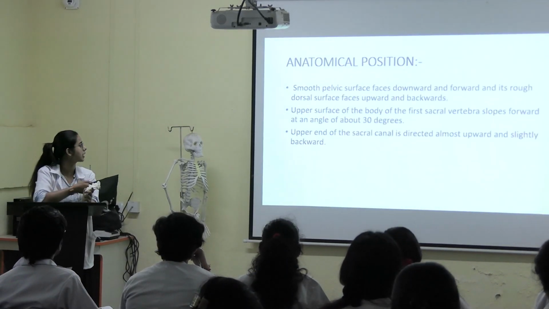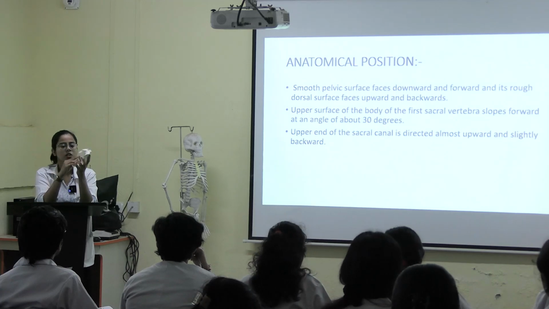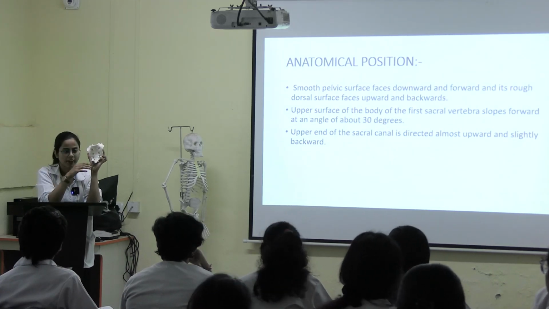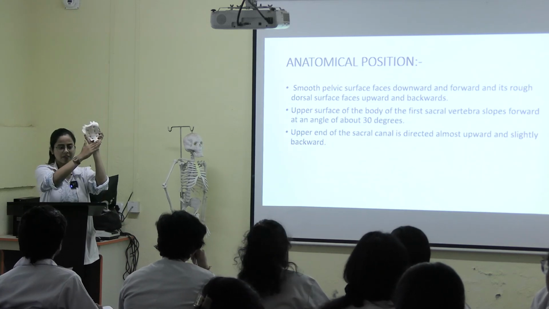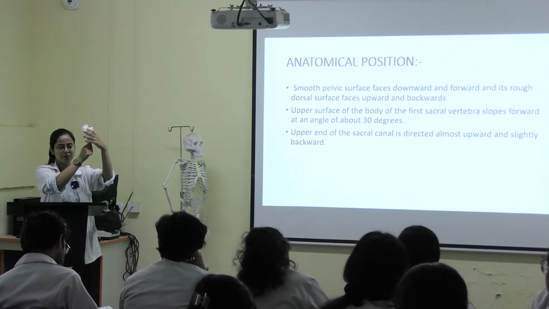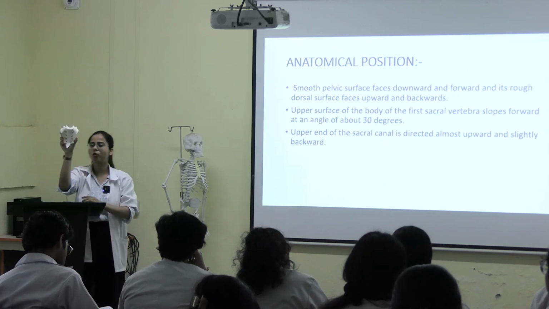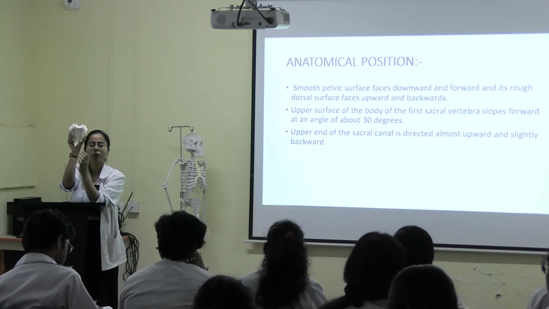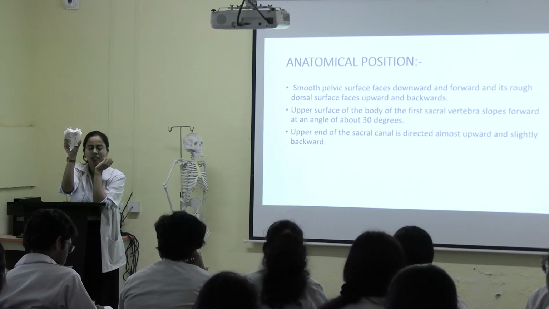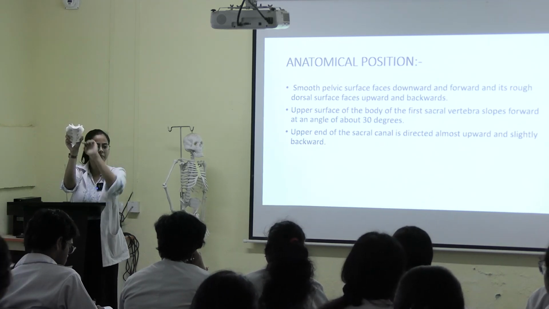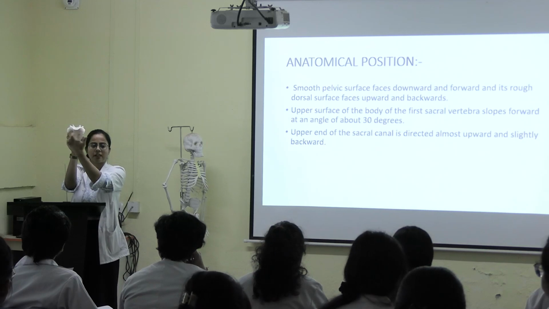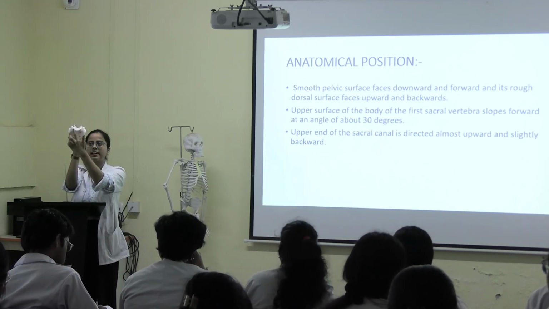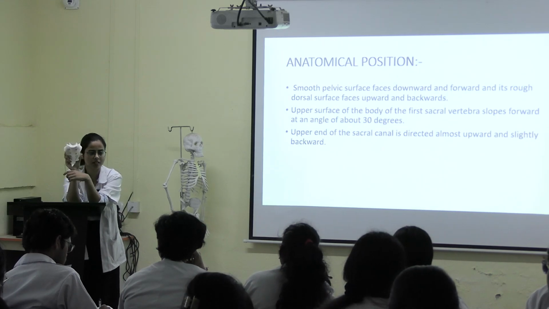Now how do you hold the sacrum in anatomical position? This surface of the sacrum is called the pelvic surface, or ventral surface, and this is called the dorsal surface. This is how you hold the sacrum in anatomical position. The pelvic surface should be forward and downward, the dorsal surface should be upward and backward, and the upper surface, which is formed by the superior surface of the first sacral vertebra, should make an angle of 30 degrees with the horizontal.